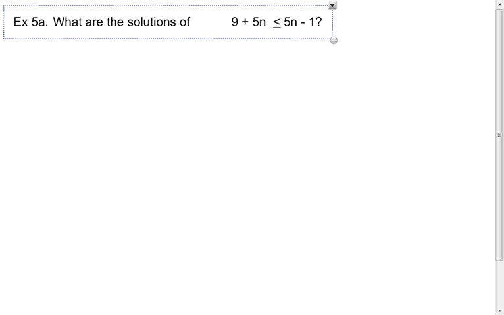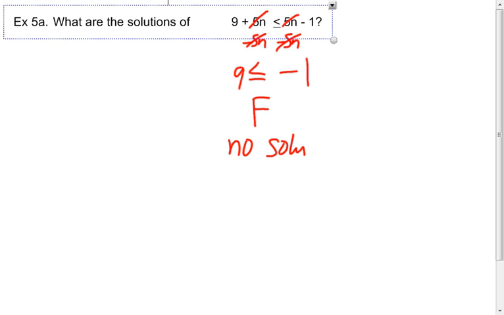Example 5a, what are the solutions of this inequality? I have variables on both sides. I don't like that, so I need to get rid of one of them. They both have the same number, so I can just pick one. Subtract 5n, do it to both sides. The variables cancel, and I get 9 is less than or equal to negative 1. Is 9 less than negative 1? No. Is 9 equal to negative 1? No. So that is false, which means no solution.